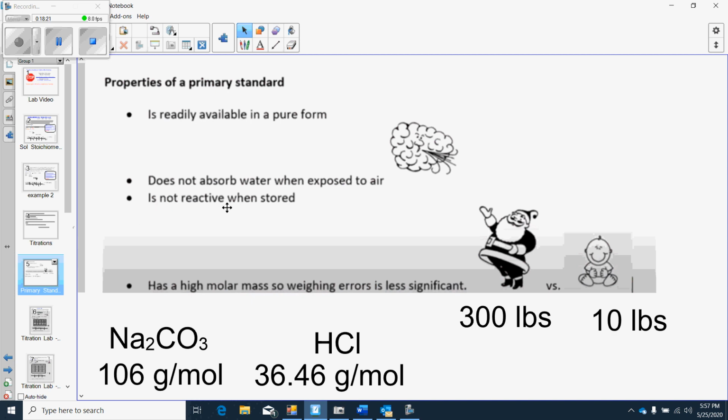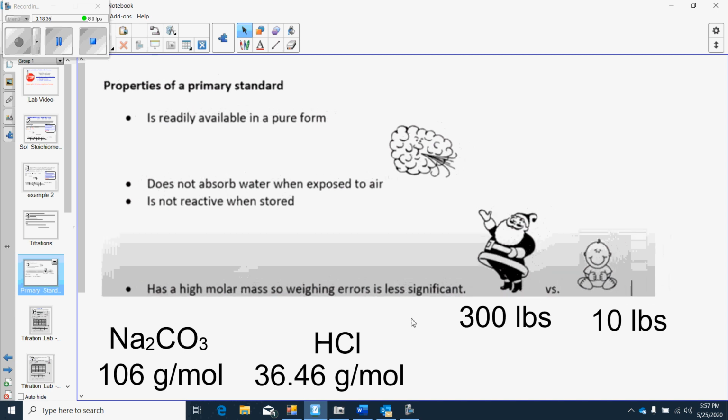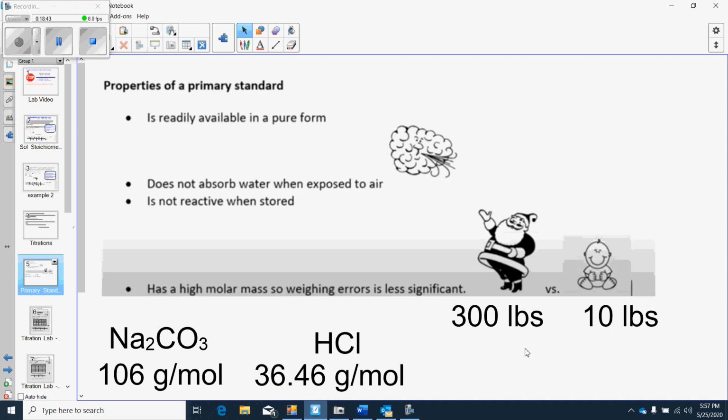It is also non-reactive. We don't want it to react with anything else that might be in the water, so we want a very low reactive substance. And the third is if it has a high molar mass, it's even better. The higher the molar mass, the better. And I'll give you an example. Mrs. Tate uses Santa Claus and a baby to demonstrate this, and I thought that was brilliant. So I'm going to show you or explain her explanation here. Santa Claus is about 300 pounds.